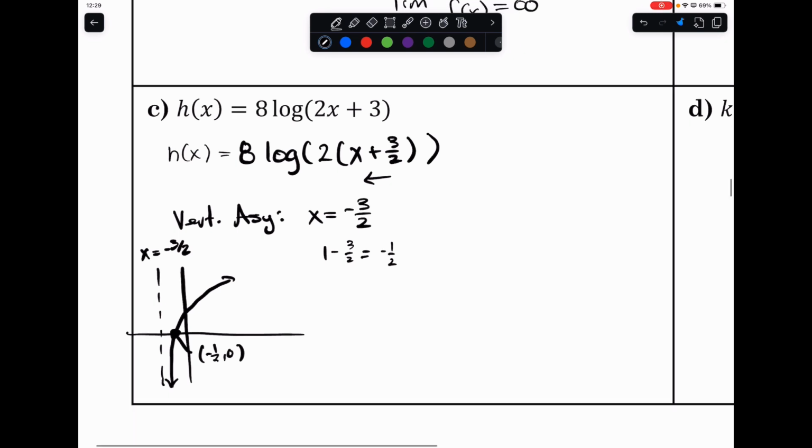Now, how does this correlate to domain? Well, the domain of this function, since the vertical asymptote is at negative 3 over 2, then that means that our domain is going to start at negative 3 over 2 and go towards infinity.